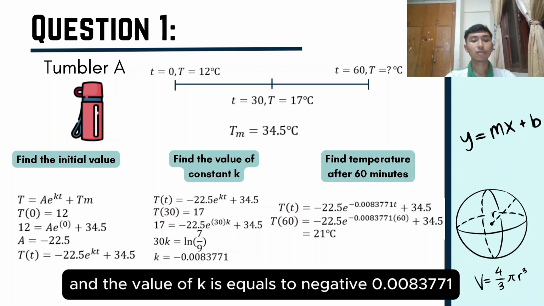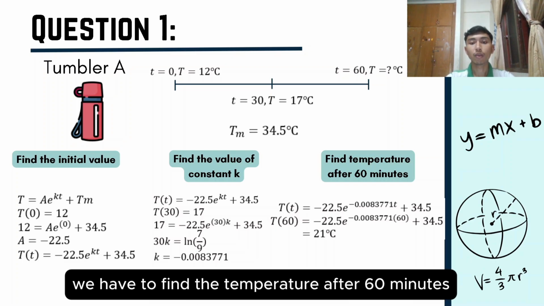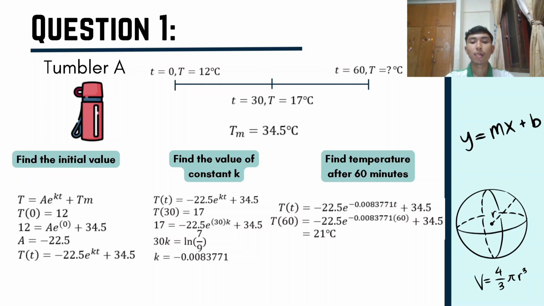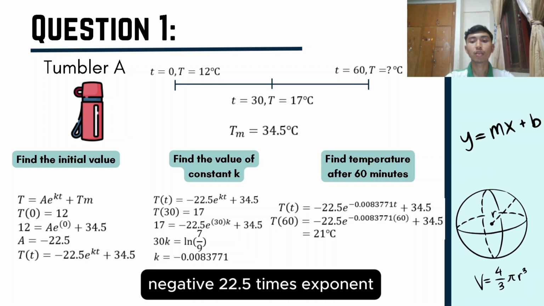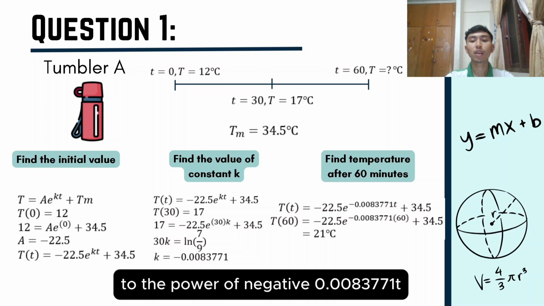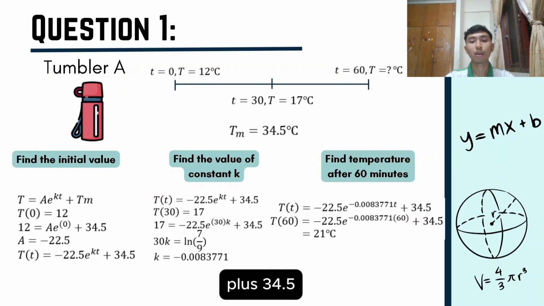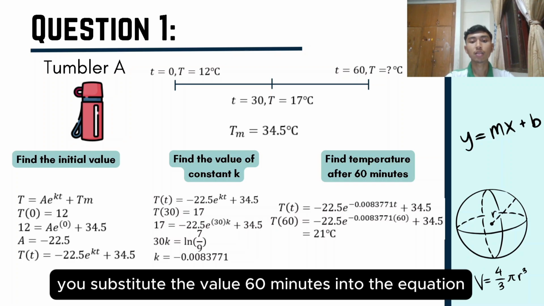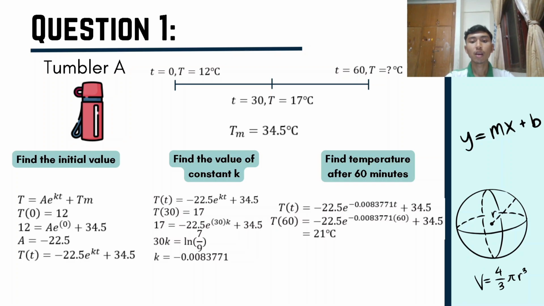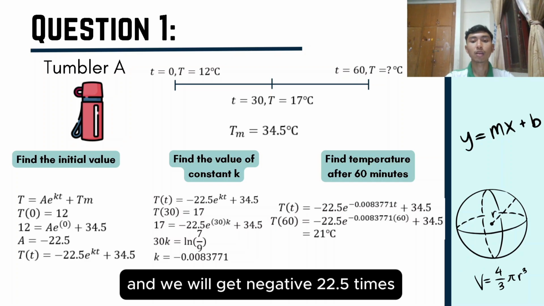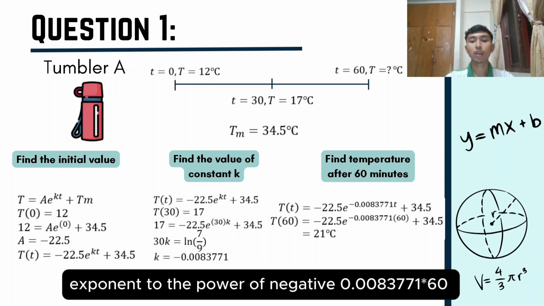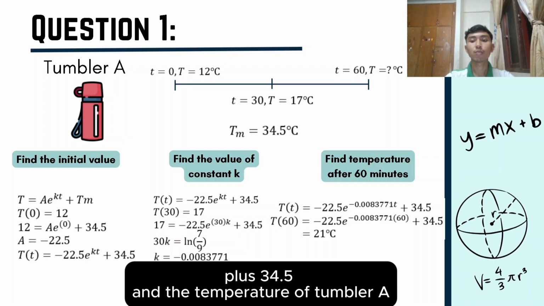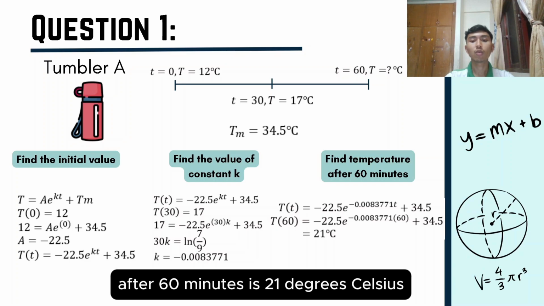And the value of k is equal to negative 0.0083771. And the last step, we have to find the temperature after 60 minutes. The general solution is negative 22.5 times e to the power of negative 0.0083771t plus 34.5. We substitute the value 60 minutes into the equation, and we will get negative 22.5 times e to the power of negative 0.0083771 times 60 plus 34.5. And the temperature of tumbler A after 60 minutes is 21 degrees Celsius.